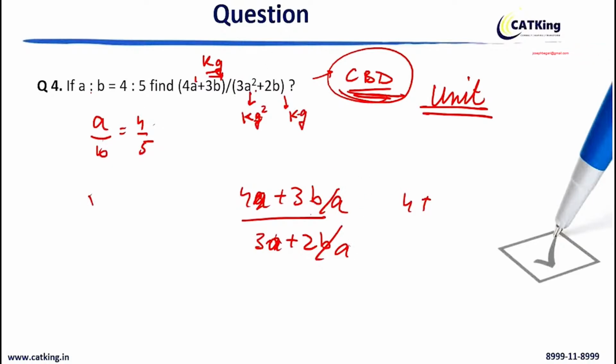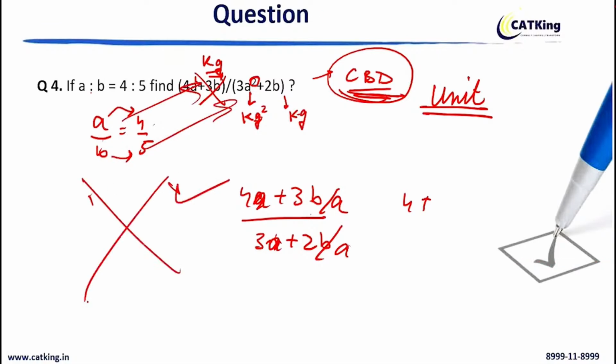But here, even if you divide it by a, b would be remaining here. Correct? Hence you cannot solve. You also cannot put directly a equal to 4, b equal to 5. What students do is, they put a equal to 4 and b equal to 5 and give the answer in exam, which is wrong. So please try to avoid these silly mistakes.